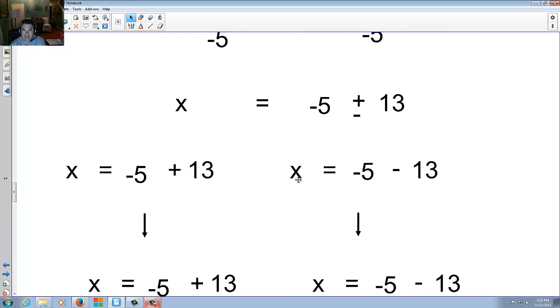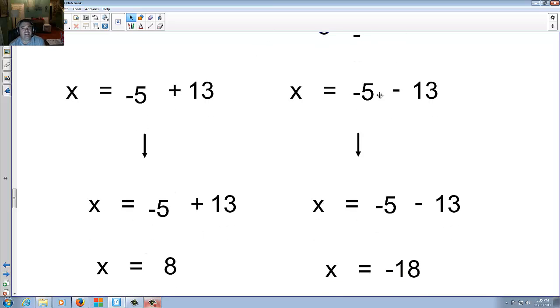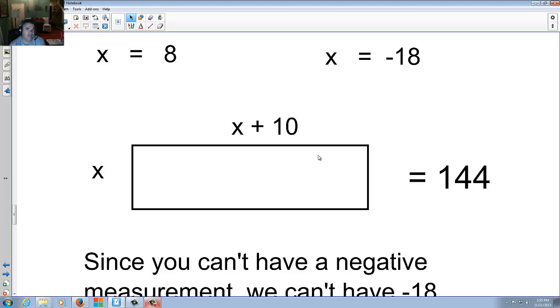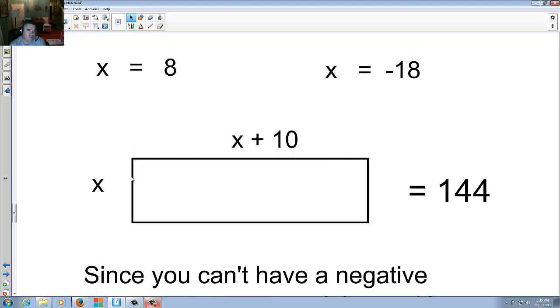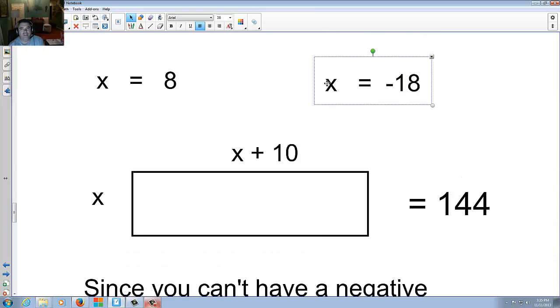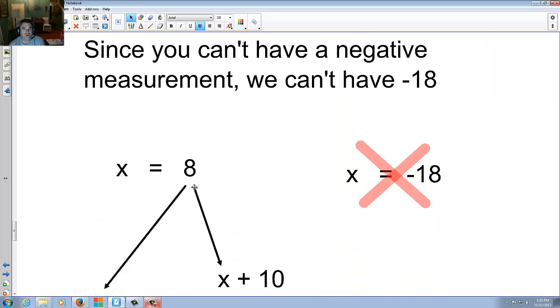The two options are played out. Negative 5 plus 13 is positive 8, and negative 5 minus 13 is negative 18. So let's plug them in and see which answer works. 8 certainly does. Negative 18 would fit, but you really can't have a measurement of negative 18. Therefore, since you can't have a negative measurement, this time we can rule out negative 18. Only the 8 works in this case. So this is gone and this stays.